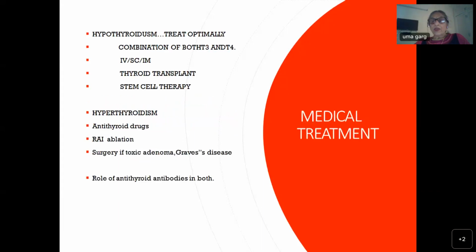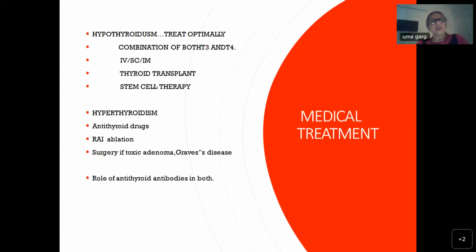So if the patient is having problems only in thyroid hormones, hypothyroidism or hyper, we can give medical treatment. We should treat hypothyroidism optimally with the combination of both T3 and T4. Literature says that it can be given IV, subcutaneous, intramuscular, but we have tablets, thyroxine tablets. We start with a lower dose and keep on monitoring the thyroid levels.